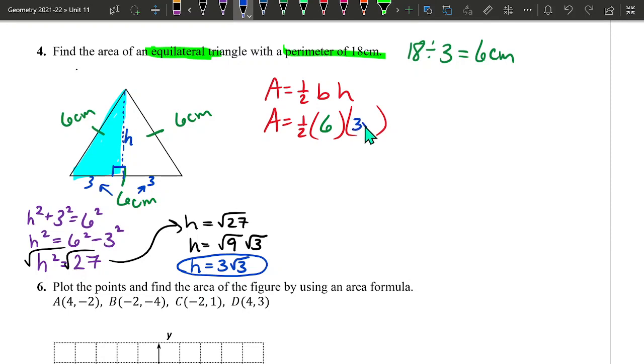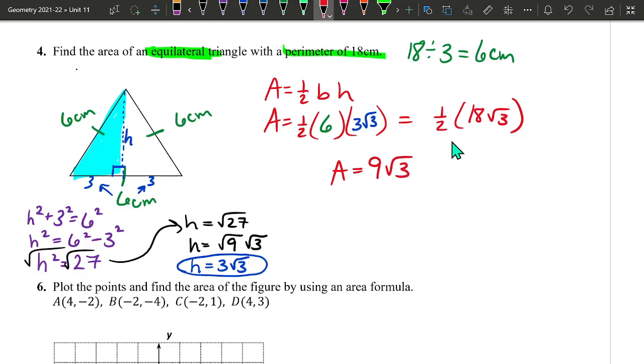So I put that in here. Calculate this up. So this equals 1/2 of 6. Remember, the 6 times the 3 is 18. So it's 18 square root 3. So the area equals 9 times the square root of 3, because half of 18 is 9. And this is in centimeters, and it's area, so it's centimeters squared.